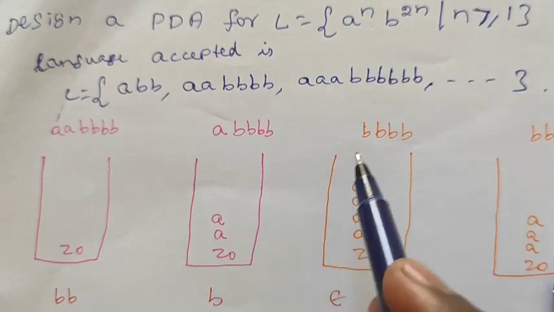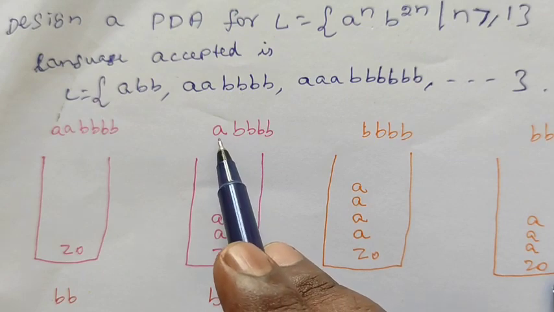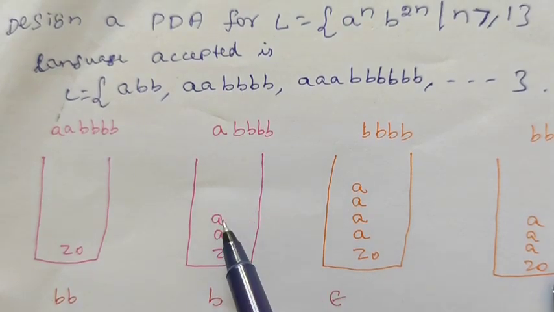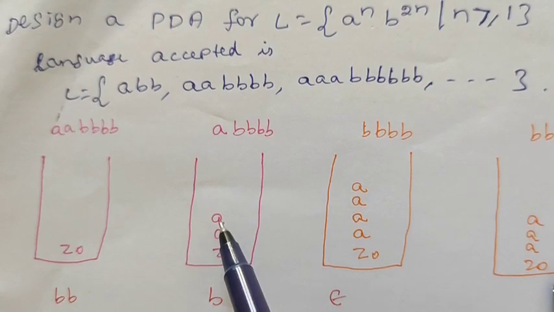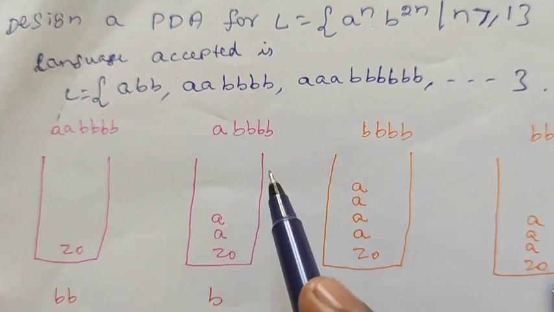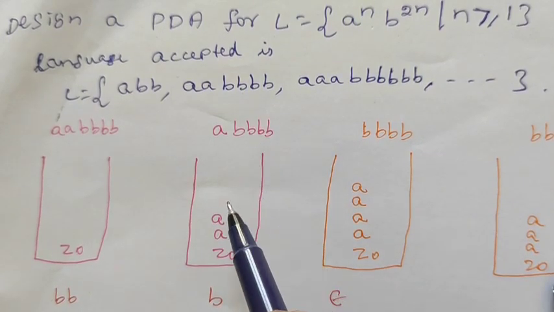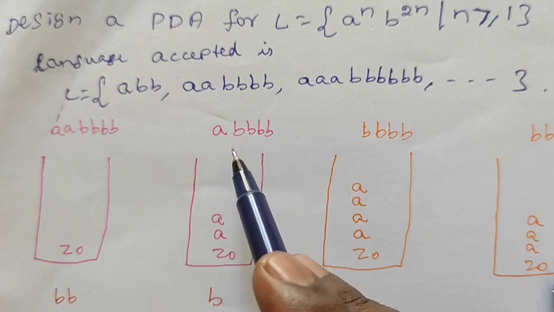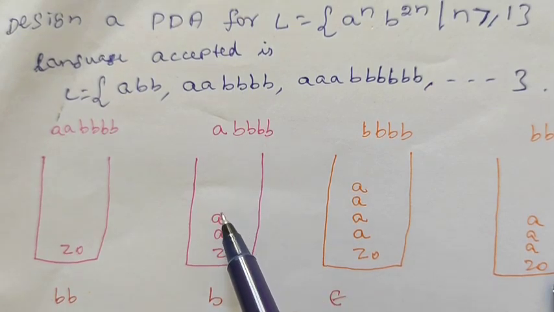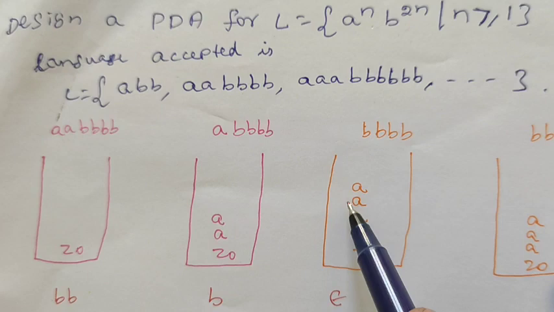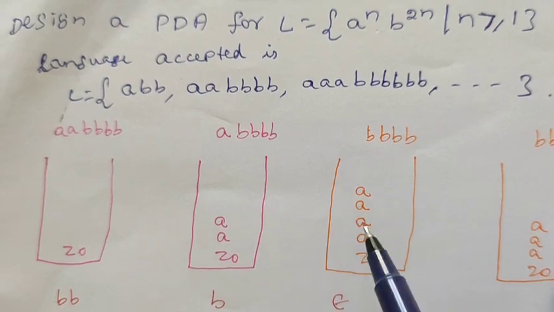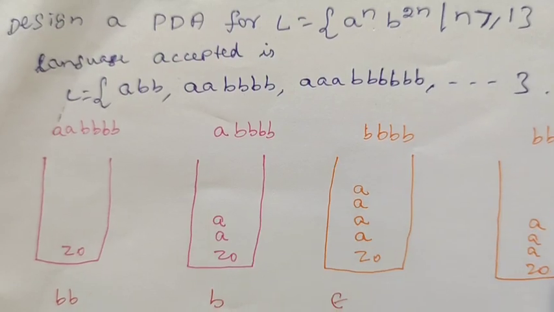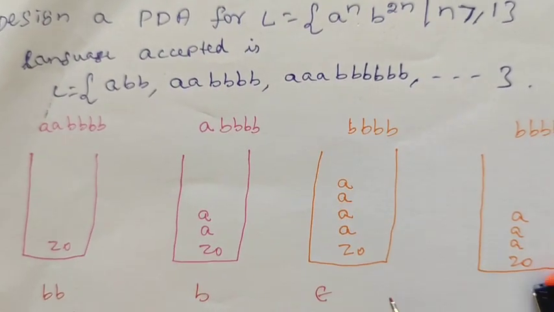Now, input is a again, and the topmost symbol of the stack is a. When input is a, topmost symbol of the stack is a, again we have to push 2 a's, so that for every 1 a, we have 2 a's inside the stack. So for every 1 a, we push 2 a's. Now altogether we have 4 a's inside the stack, which is equivalent to the number of b's.